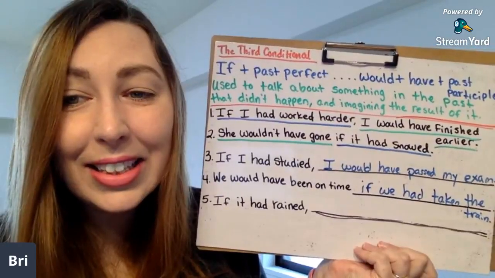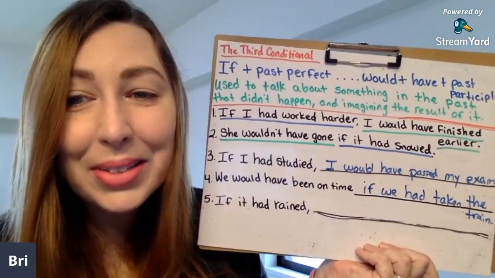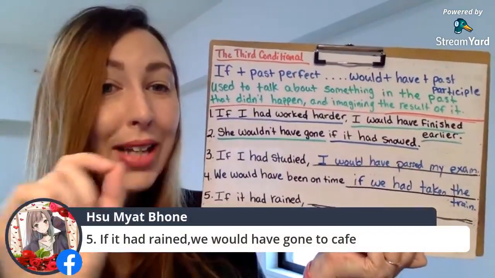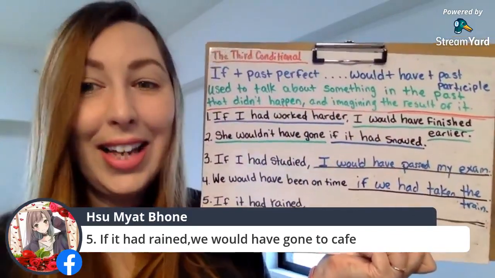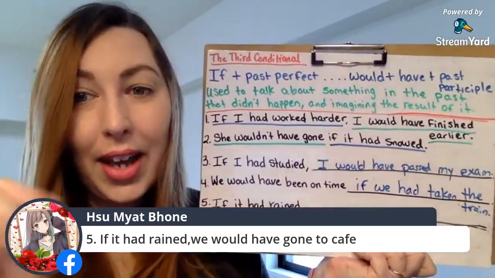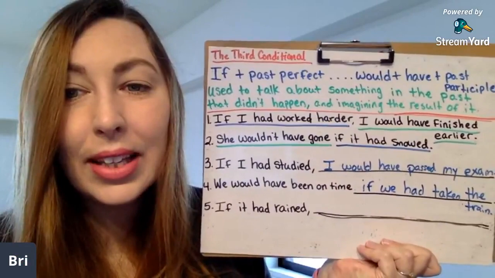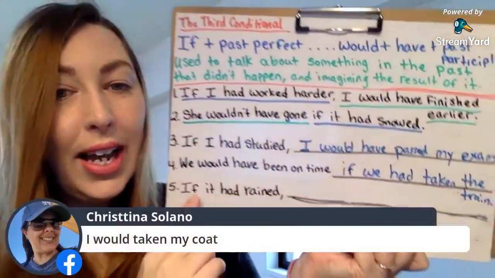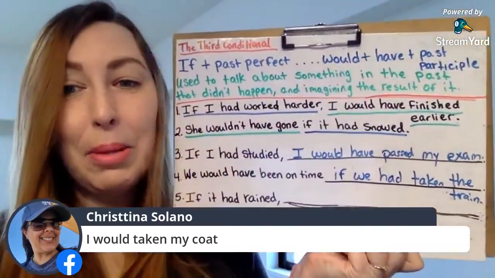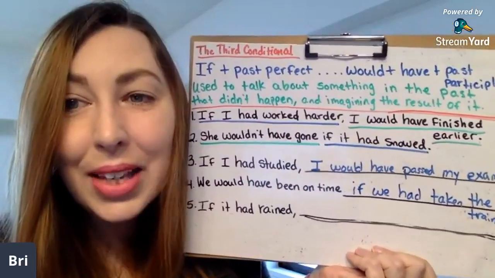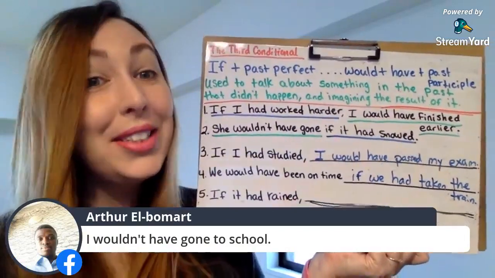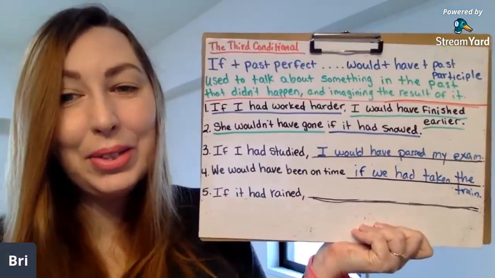Let's see. Oh, there's so many. You guys are so good. If it had rained, we would have gone to the cafe. Yes, or to a cafe. Please don't forget the article. Go to a cafe, go to the cafe. Okay. If it had rained, I would have taken my coat. If you have the have, it's going to be perfect. Okay. Let's see. If it had rained, I wouldn't have gone to school. Okay, good job.